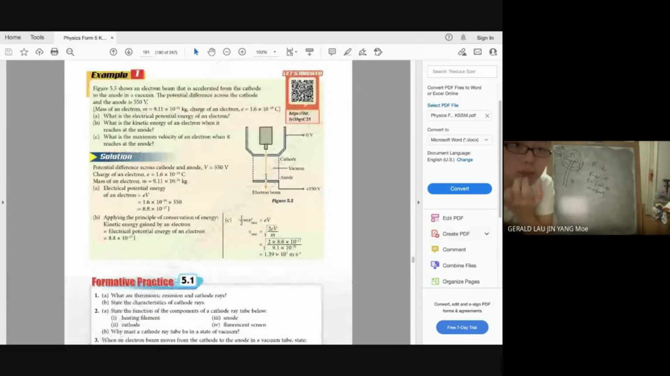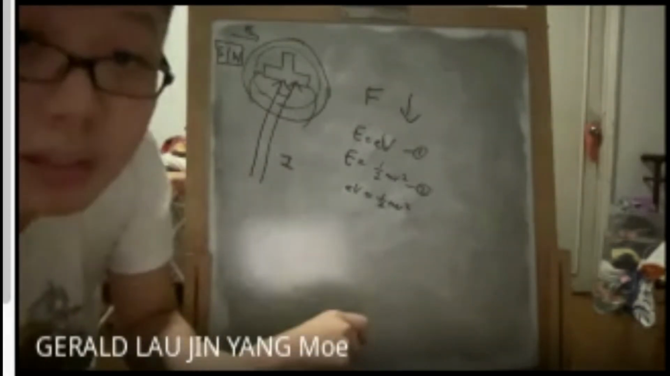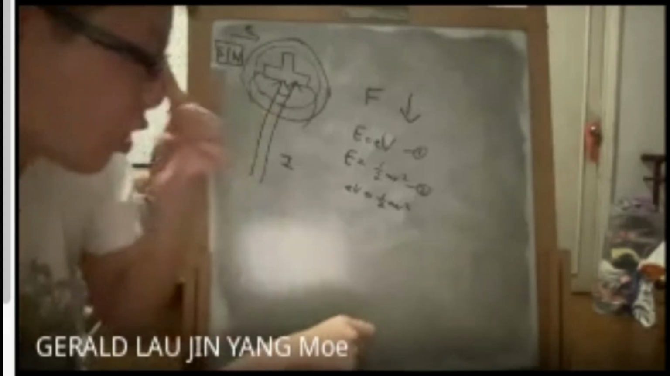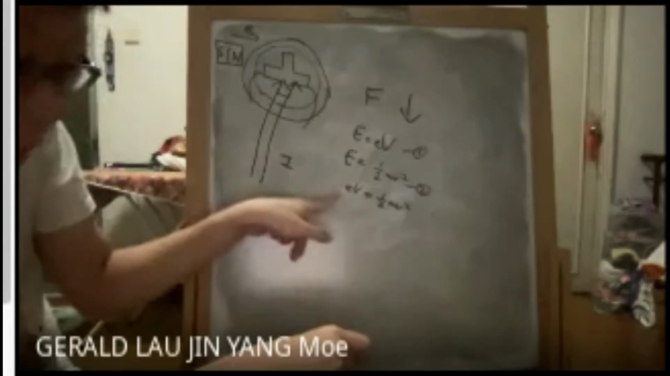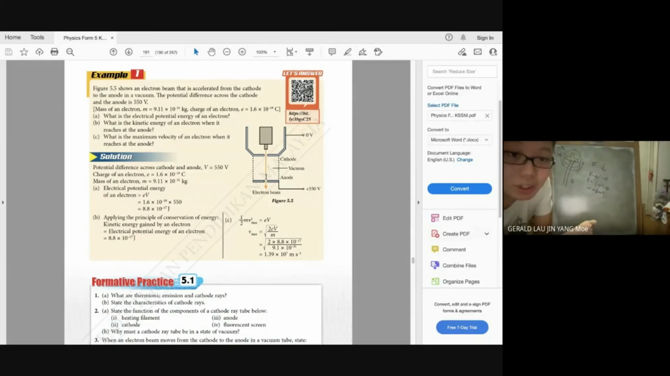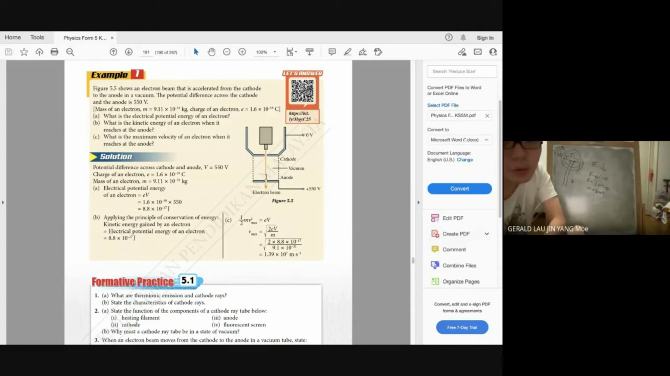Now look at this question. Figure shows an electron beam accelerated from the cathode to the anode in the vacuum. The potential difference across the cathode to the anode is 550. They already give you the V. They give you the mass of the electron and the charge of the electron. So your m, your capital V and your e are already given. What is the electrical potential energy? You just want to find energy. The question already gives you 550 volt.